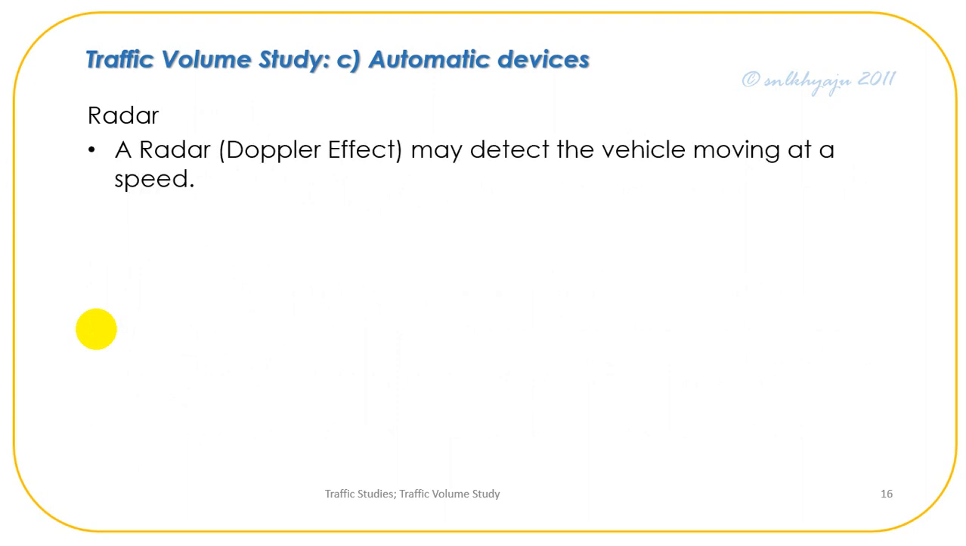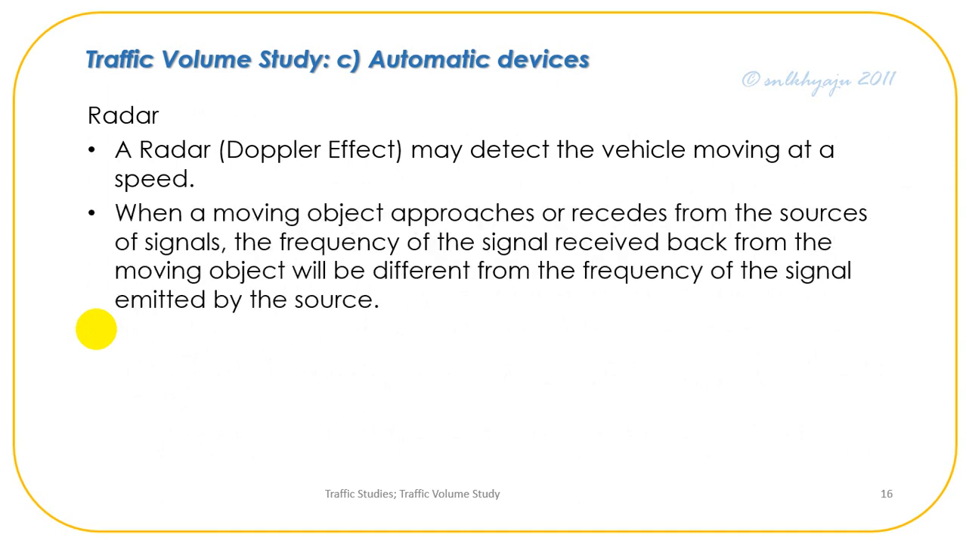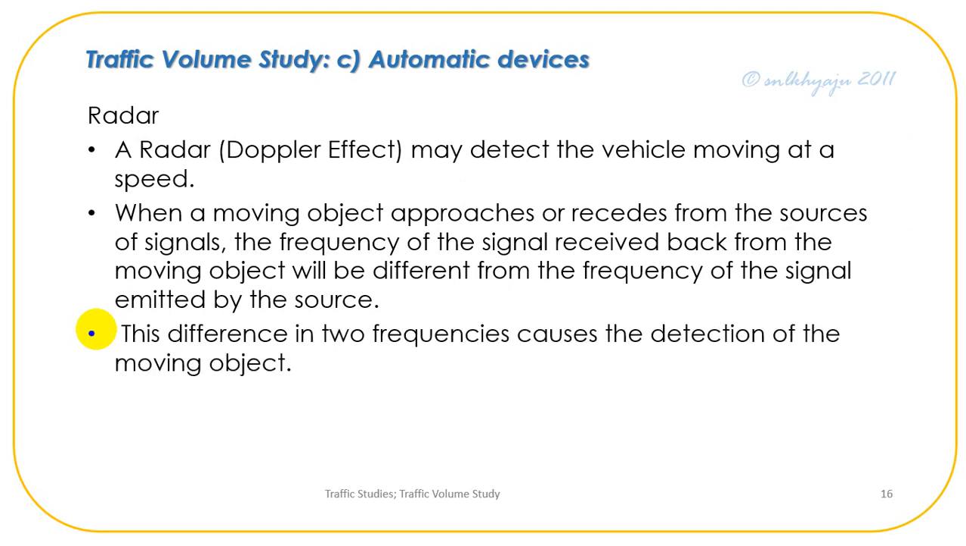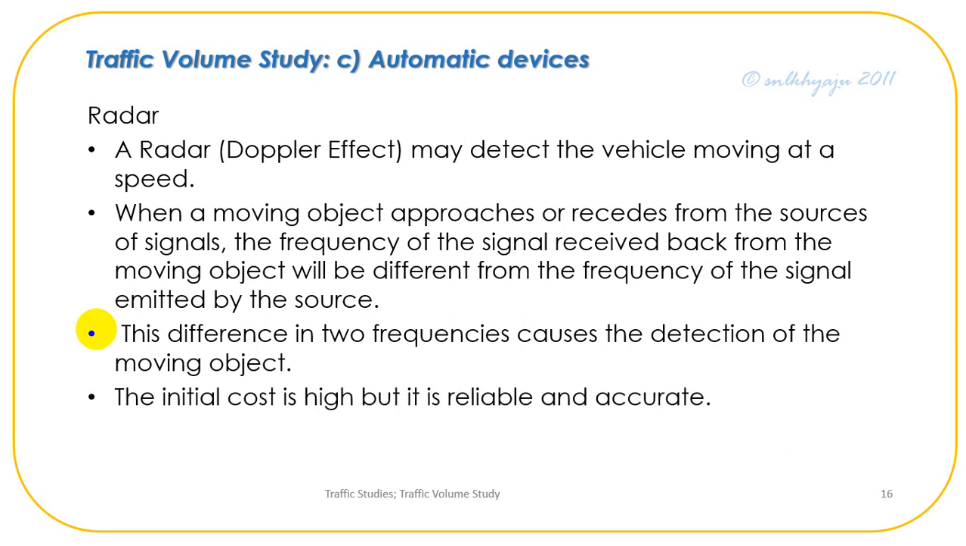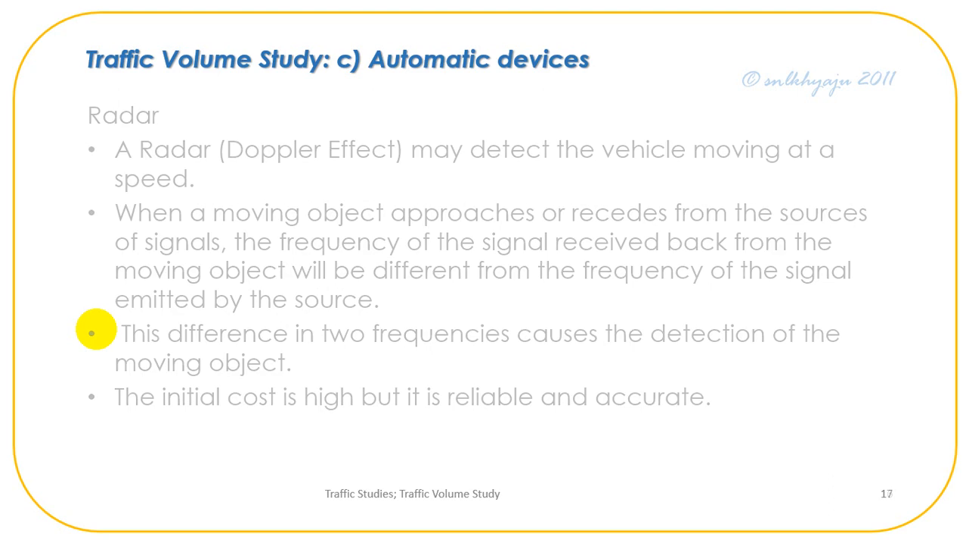Radar. A radar using the Doppler effect may detect a vehicle moving at a speed. When a moving object approaches or recedes from the source of signal, the frequency of the signal received back from the moving object will be different from the frequency of the signal emitted by the source. This difference in two frequencies causes the detection of the moving object. The initial cost is high, but it is reliable and accurate.